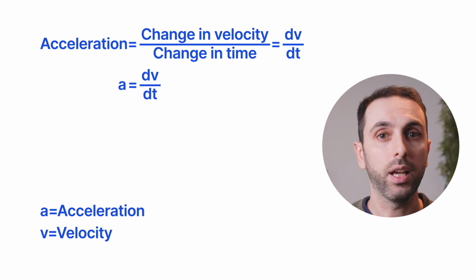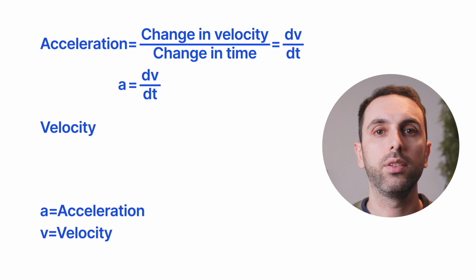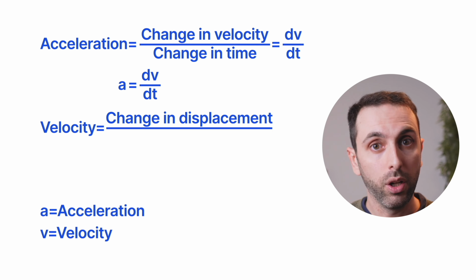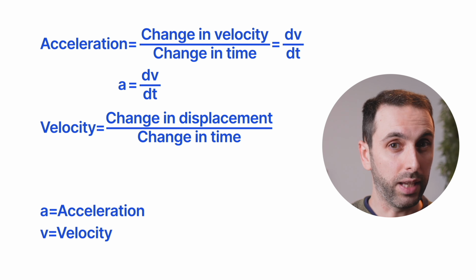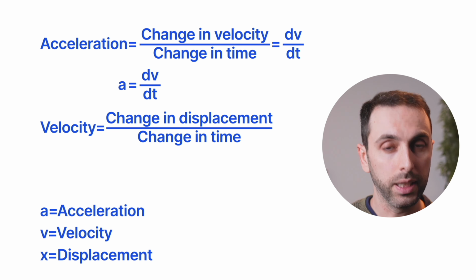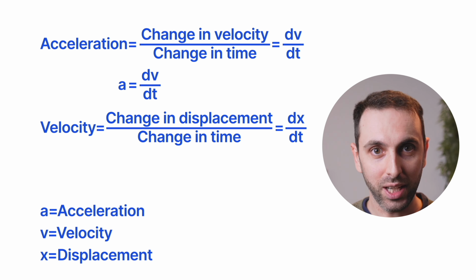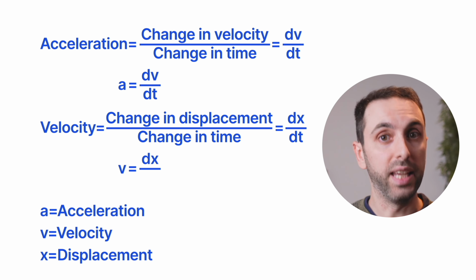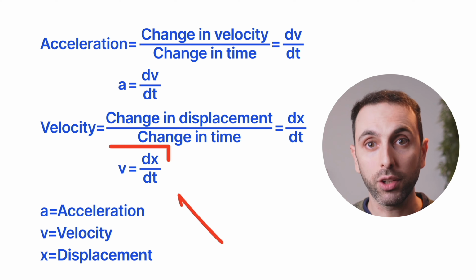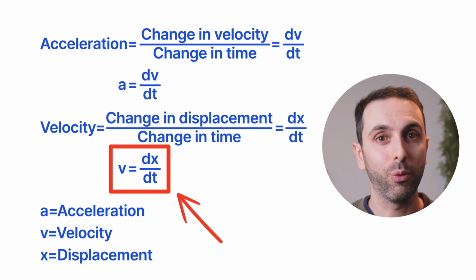In a similar manner, as you probably know, velocity is known as the change in displacement over the change in time. If we assign x as the variable for displacement, since dx by dt represents the change in displacement over the change in time, therefore v is dx by dt, i.e. velocity is the derivative of displacement with respect to time t.